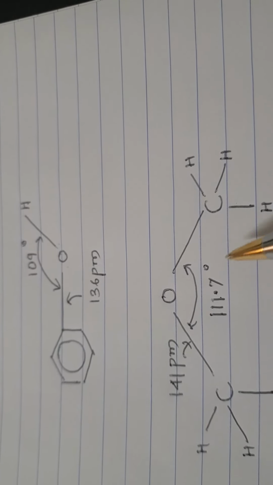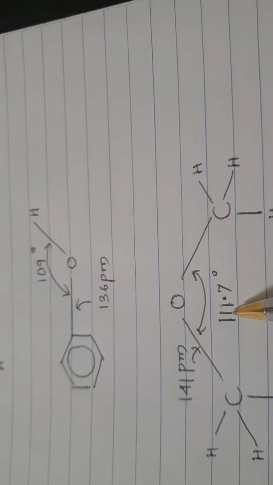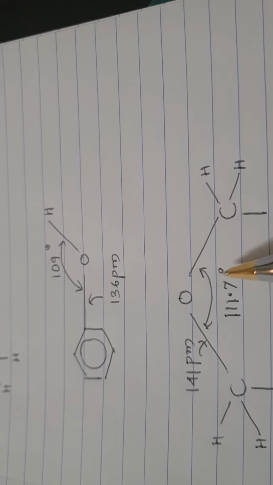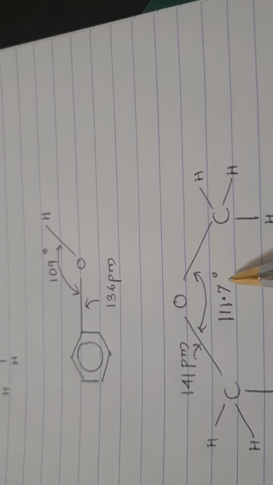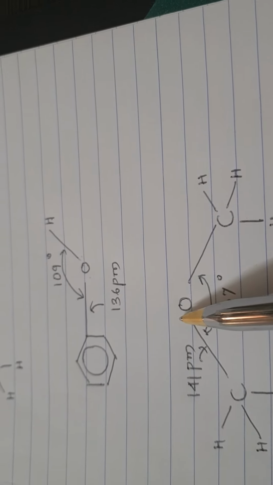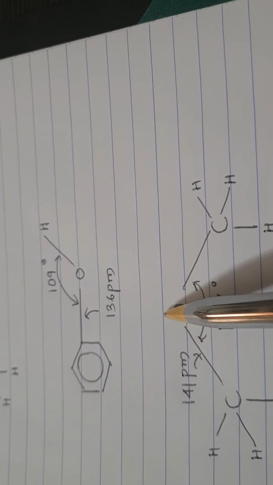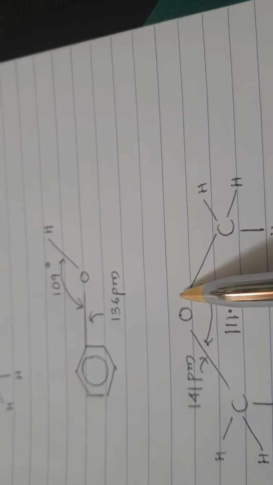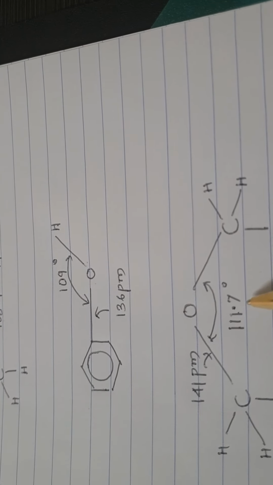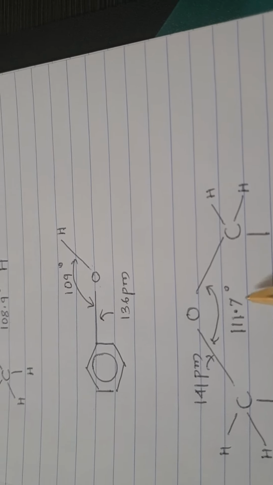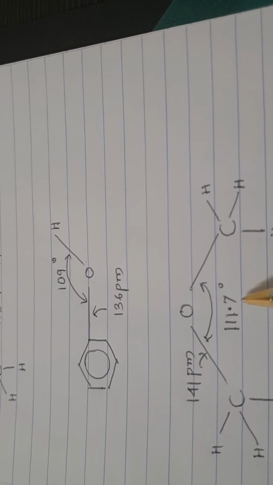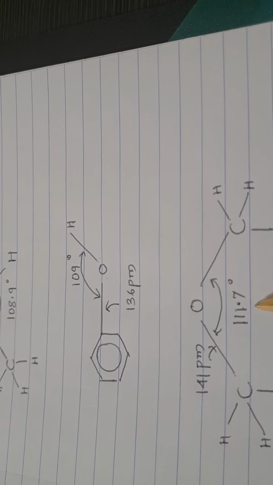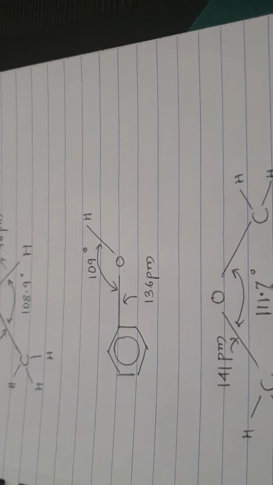In case of ether, the angle comes to 111.7 degree. That means the angle over here increases because the repulsion between the lone pair and the lone pair is comparatively decreased in this particular structure, and hence the bond angle is 111.7 degree. Let us see the bond length.